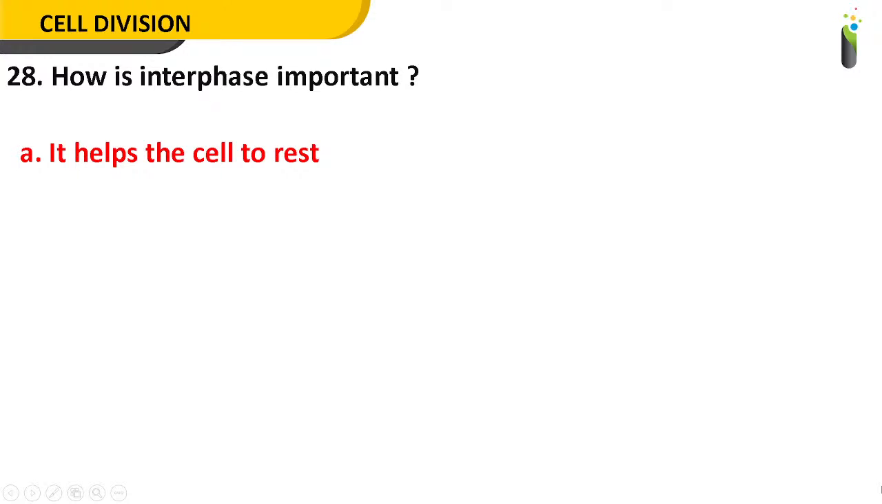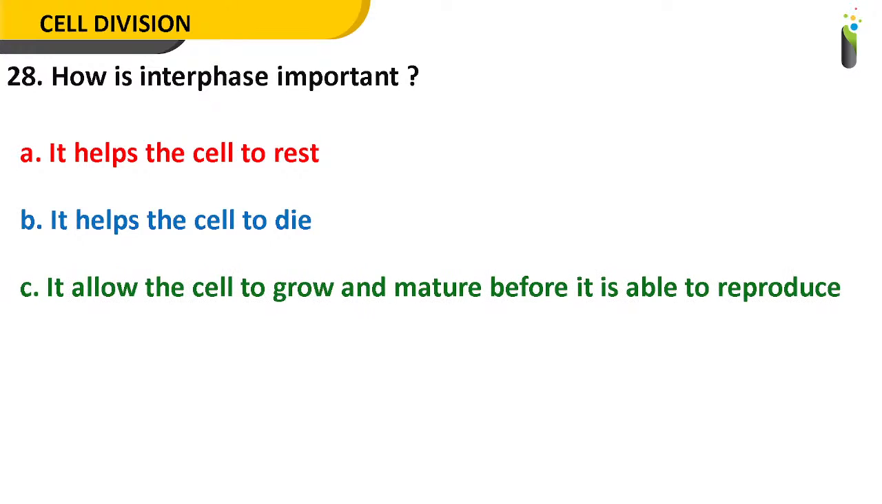Coming to the next, question number 28. How is interphase important? A. It helps the cell to rest. B. It helps the cell to die. C. It allows the cell to grow and mature before it is able to reproduce. D. It helps the cell to replicate. Quite an easier question.